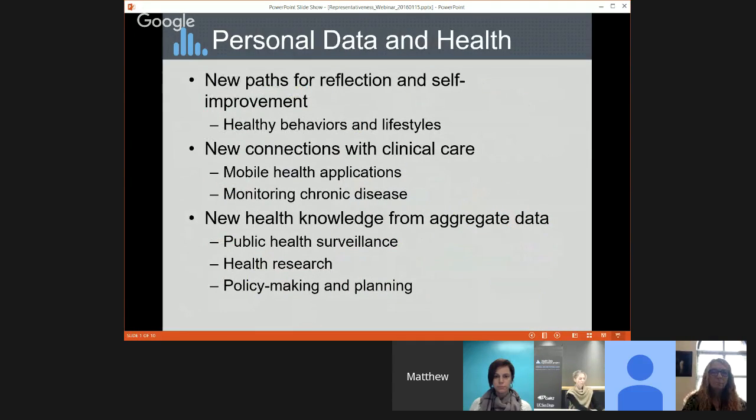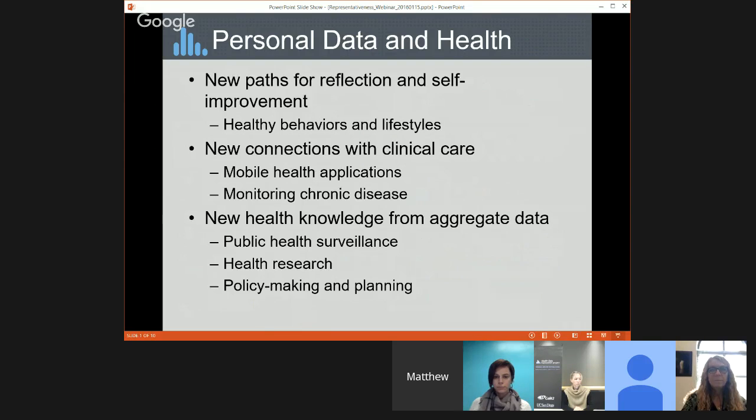And one of the things that we're interested in is, given that these new sources of data are out there, we think that they have some important potential effects on health. And just to outline a few of those, first of all, these new devices, these new forms of data can create paths for reflection and self-improvement. And so we can see people wearing Fitbits to help them improve their healthy behaviors and have a more active lifestyle.